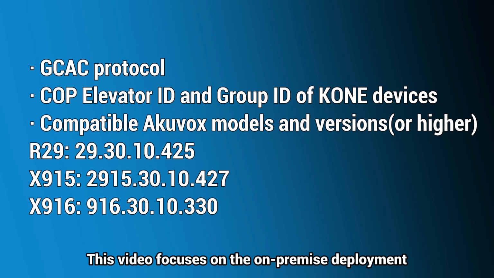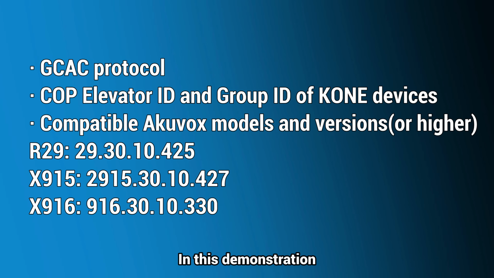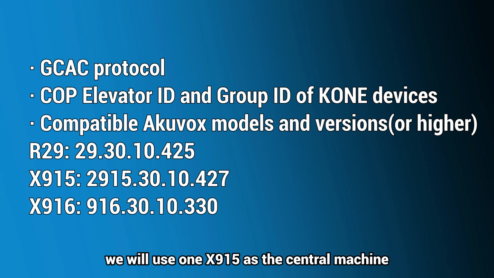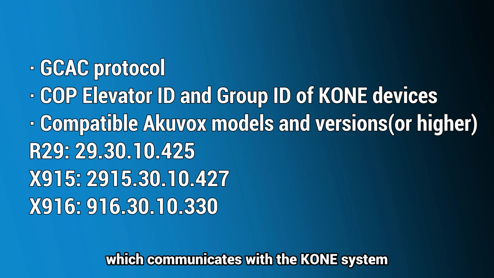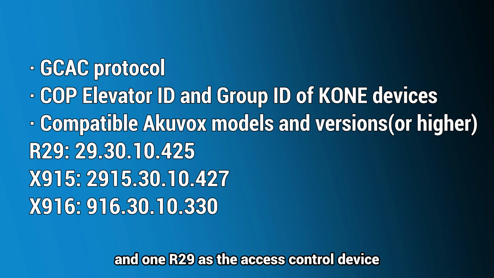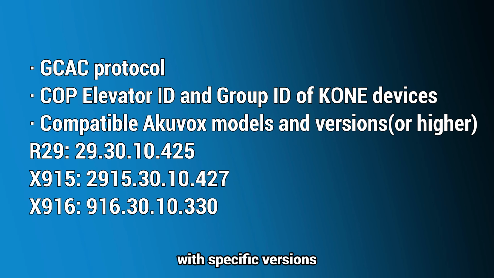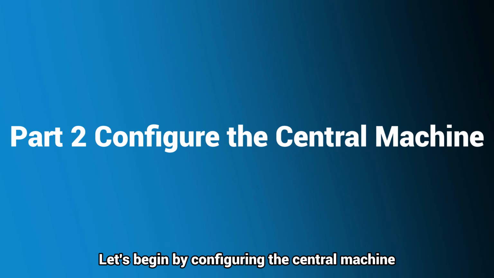This video focuses on the on-premise deployment. In this demonstration, we will use one X915 as the central machine, which communicates with the KONE system, and one R29 as the access control device. Apart from R29, X915 and X916, with specific versions, can also work as the central machine. Let's begin by configuring the central machine.